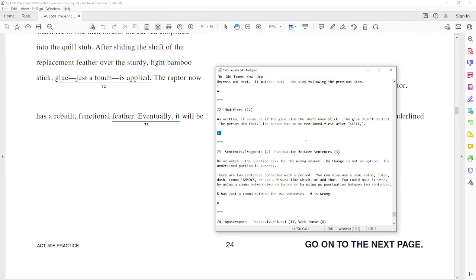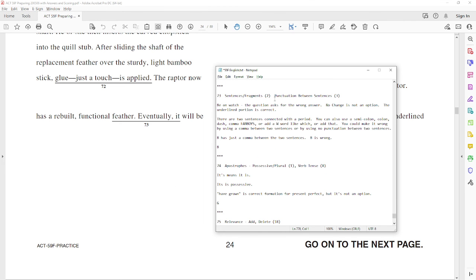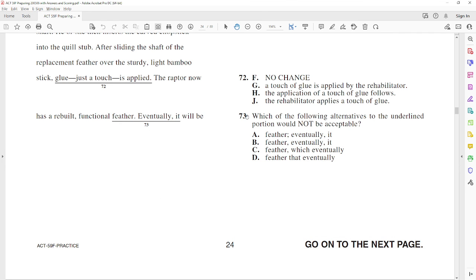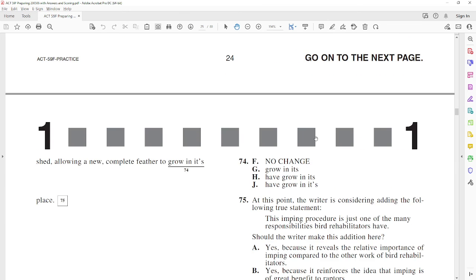That's B. And hopefully this is sentences and fragments, chapter 2. Punctuation between sentences, chapter 3. B has just a comma between two independent clauses.